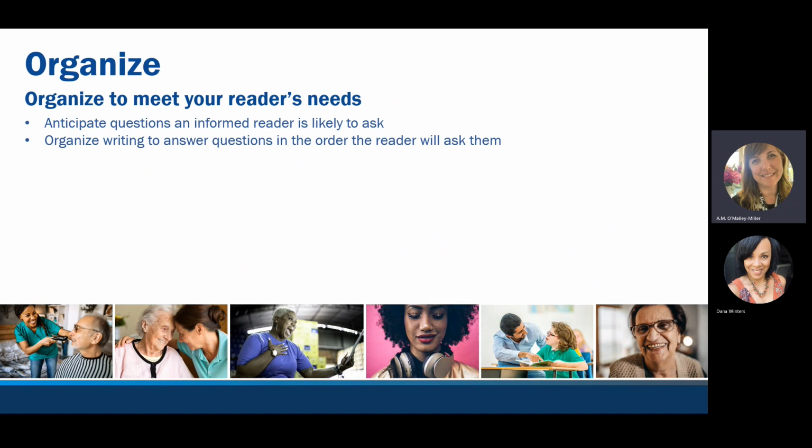And then, of course, we also need to think about organization. So organizing to meet your reader's needs. Anticipate the questions an informed reader is likely to ask. People read documents and visit websites to get answers. So they want to know how to do something or what happens if they don't do something, and they want to gain this knowledge quickly. So organize your document to respond to those concerns. Think through the questions your audience is likely to ask, and then organize your material in the order that they ask them. For regulations and other complex documents, creating a table of contents is very helpful.